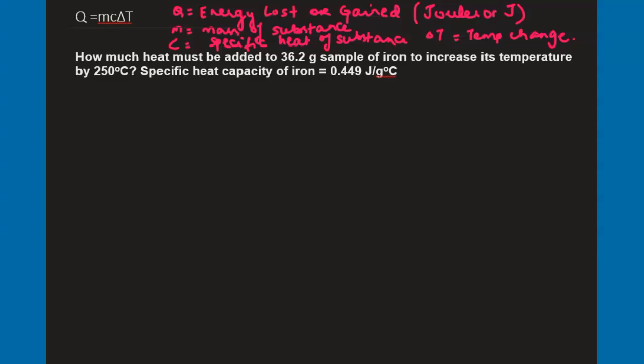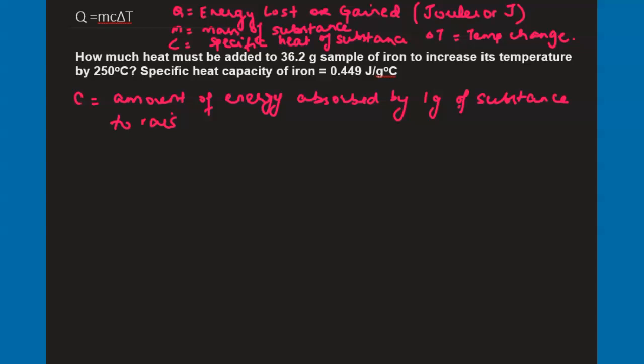In this formula, we first need to understand what specific heat capacity is. The simple definition of specific heat capacity is the amount of energy absorbed by 1 gram of substance to raise its temperature by 1 degree Celsius. What does this mean? This means how much energy you need to provide a substance. For example, let's take water. How much energy do you need to supply water if you want to raise the temperature of 1 gram of water by 1 degree Celsius?